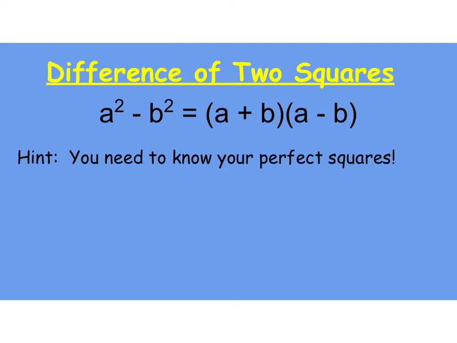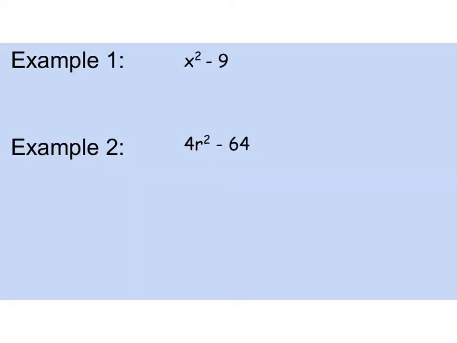So this is the difference of two squares represented algebraically. If you have a squared minus b squared, it's just going to convert into a plus b times a minus b. It's important that you know your perfect squares and to be able to take the square root of them.